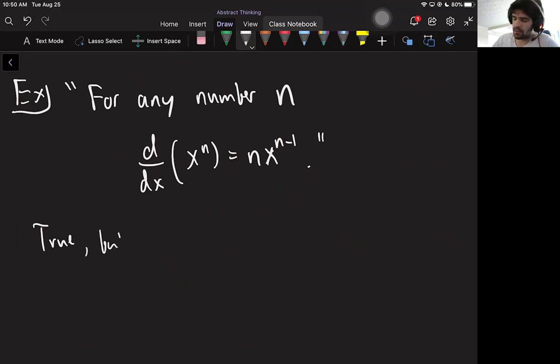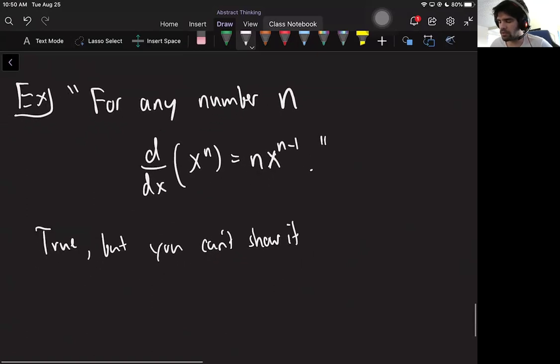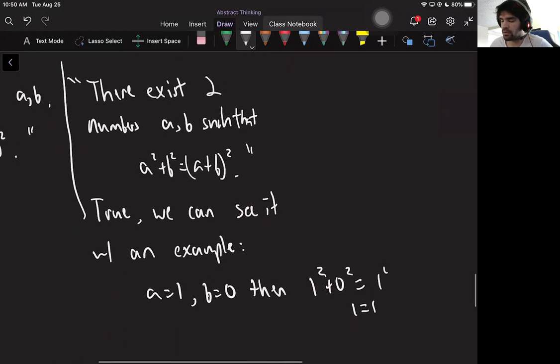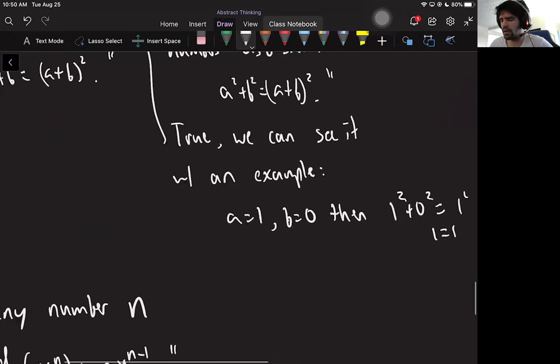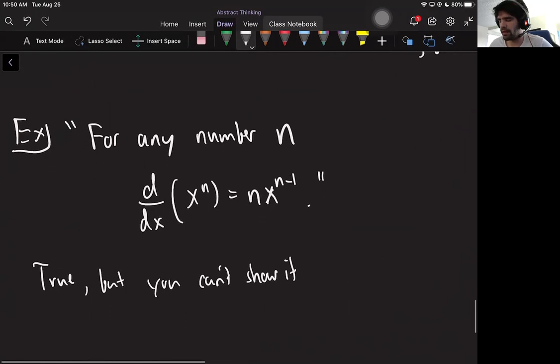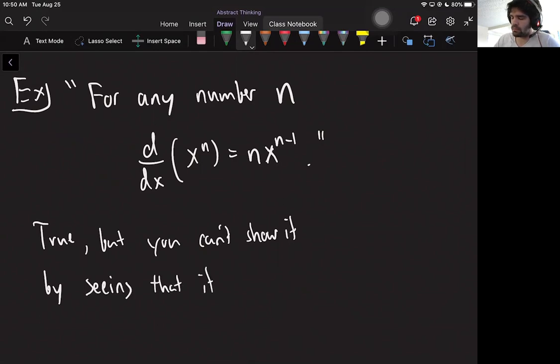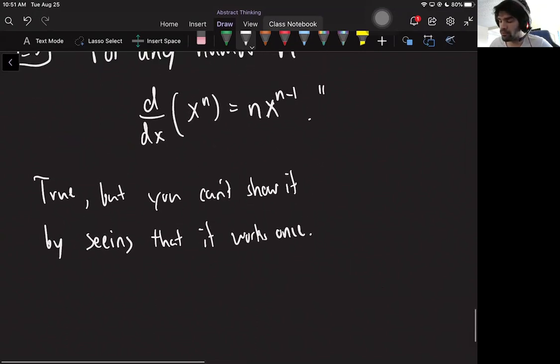But you can't show it as easily as we could show this other thing. So what's the difference? What I'm saying is here, I showed that there exist two numbers making this equation work just by finding one. But that was because the claim was that it works once. Here, the claim is that it works always for any number. So I can't just show it by seeing that it works once. That's not enough. That's not proof.